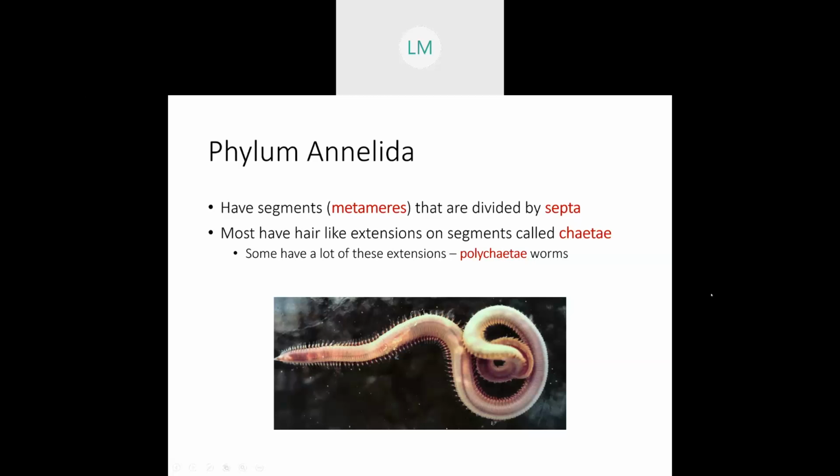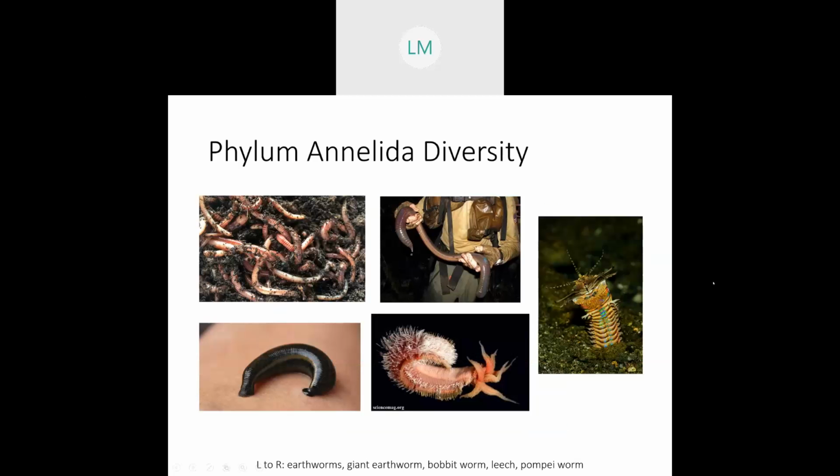So something like an earthworm doesn't have a lot of these hairs. So an earthworm's not a polychaete worm, but a lot of marine worms have a lot of these hairs coming off and are called polychaete worms. So this is some of the diversity that you see within annelids. So this down here, this is a Pompeii worm. So this would be considered a polychaete worm, right? We have all of these hairs coming off of the body. This one over here is a bobbit worm, the one coming up out of the ground here. This also has a lot of hairs coming off the side. This is also a polychaete worm.